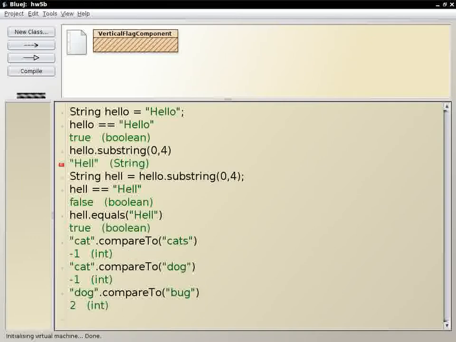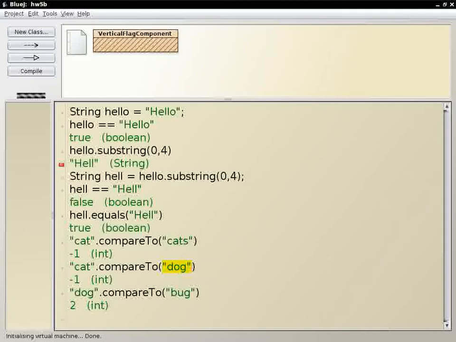And now it's 2. So the way it works is that it doesn't matter what the value is. What matters is whether it's positive or negative. So if compareTo returns a positive value, then that means that the thing to the left of the dot should come after the thing inside the parentheses in the dictionary. If it's a negative value, and it doesn't matter what negative value, then this one here comes before that thing in the dictionary.